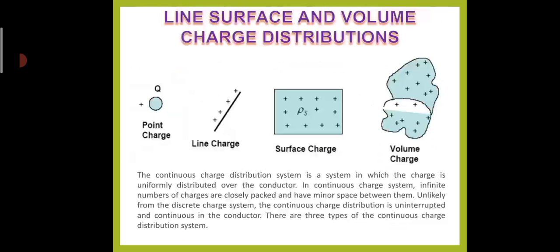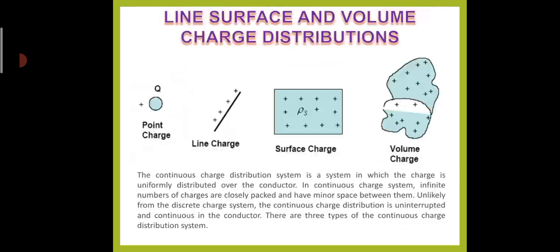Now, line, surface and volume charge distributions. Here are the different types of charge distributions: point charges, line charges, surface charges and volume charges. Now, the continuous charge distribution system is a system in which the charge is uniformly distributed over the conductors. In continuous charge systems, an infinite number of charges are closely packed with minor space between them. Unlike the discrete charge system, the continuous charge distribution is uninterrupted and continuous in the conductor.